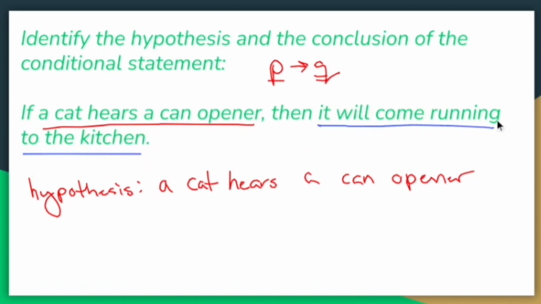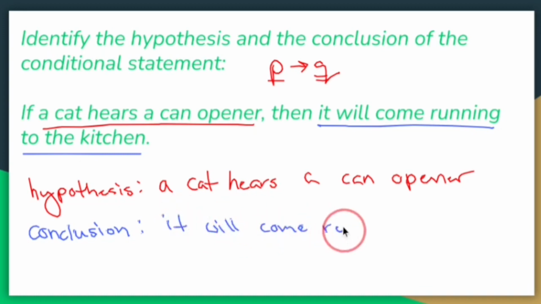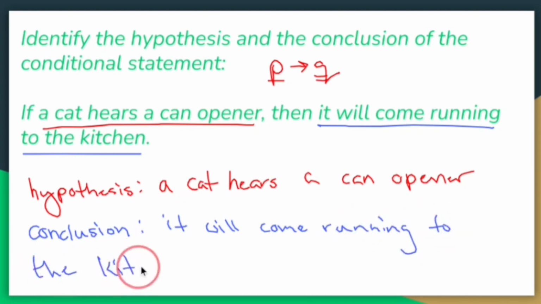So then it will come running to the kitchen. So the conclusion is it will come running to the kitchen. Okay? So conditional statement, if blah, then blah. After if is the hypothesis, after then is the conclusion. And it sure is easier when it's already written to us as a conditional statement like this one here.